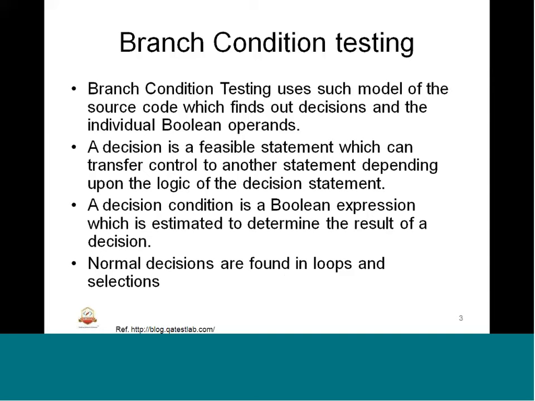Suppose D is false in any case; how are you going to test for A and B? In that case we need to test C as true, and in the next test sequence we put A as true and B as false. Likewise we are going to have a table. This table is called a truth table. That is why the MCDC approach is used.